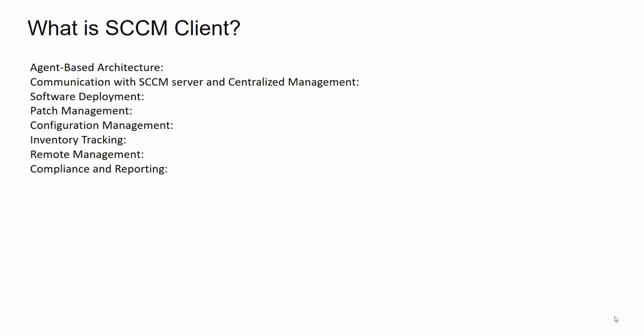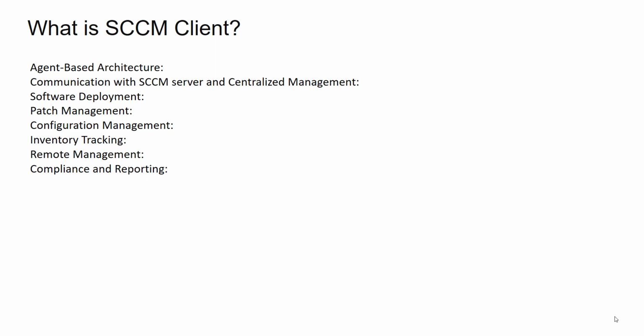Next is communication with SCCM and centralized management. As soon as the SCCM client gets installed, the SCCM agent starts communicating with the management point and with SCCM. SCCM sends instructions and the client receives them in the form of policies and software updates, along with regular reporting of inventory or state information. This keeps the SCCM servers up to date, and centralized management can be done from SCCM. This is an example of centralized management.